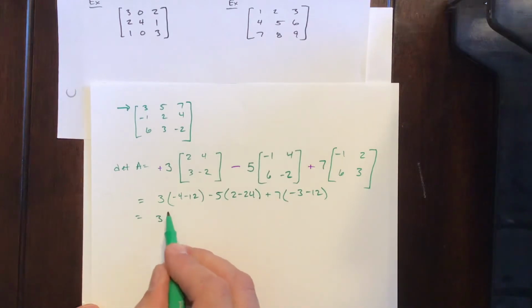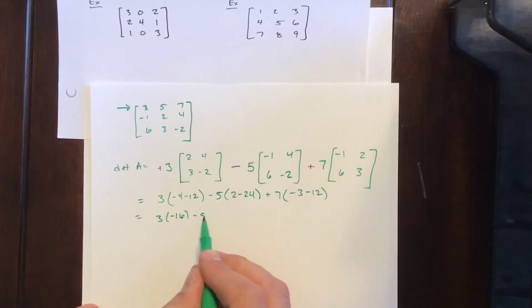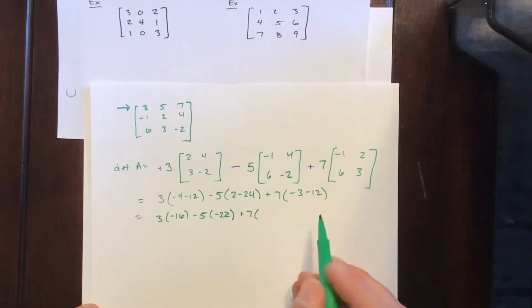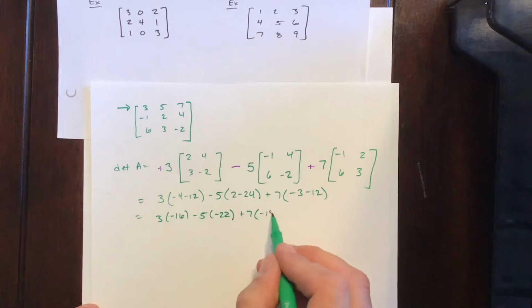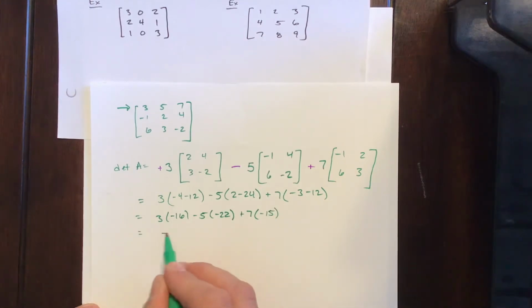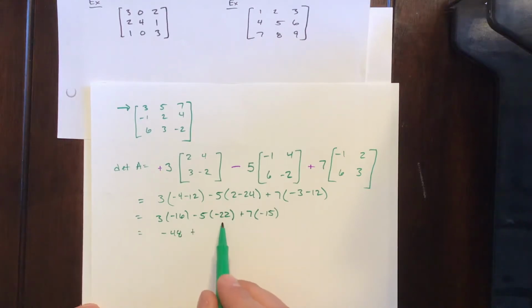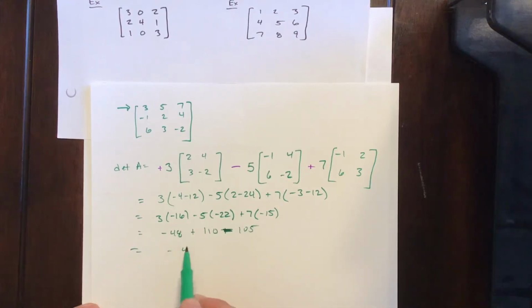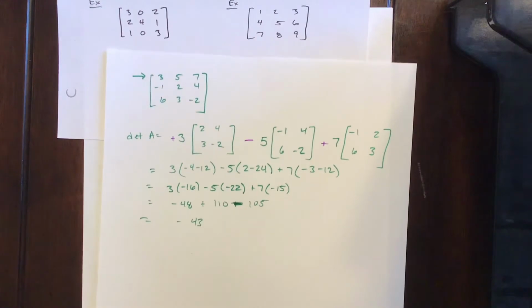So we get 3 times negative 16 minus 5 times negative 22 plus 7 times negative 15. So that's negative 48. That's positive 110, and that's minus 70 plus 25 is 105. So minus 43 is the determinant of that matrix.